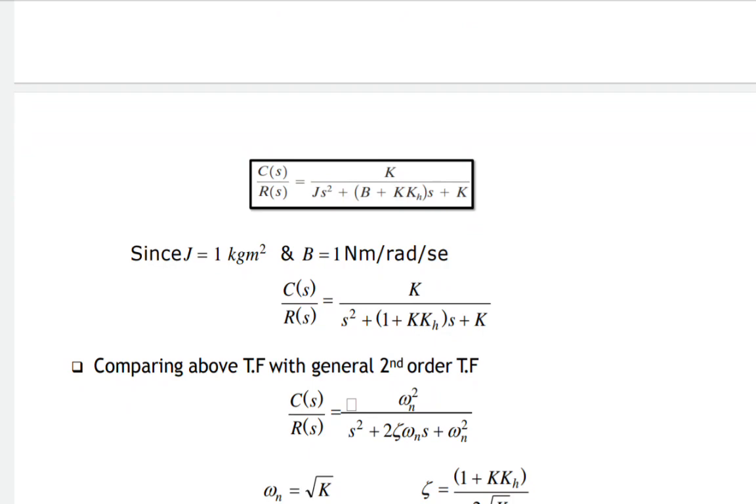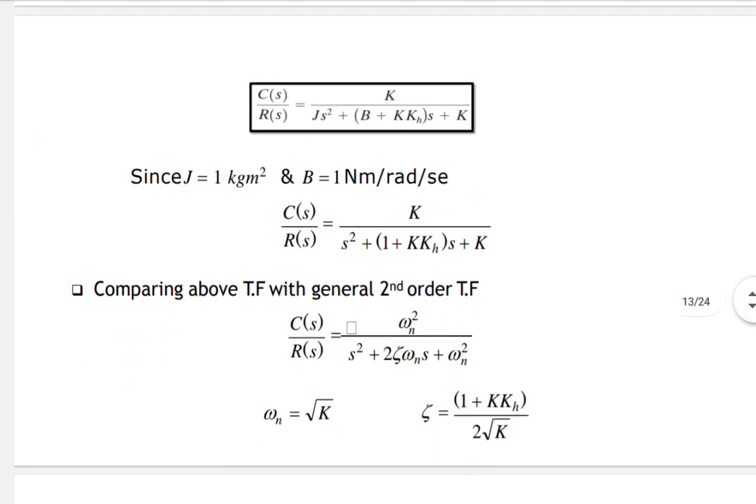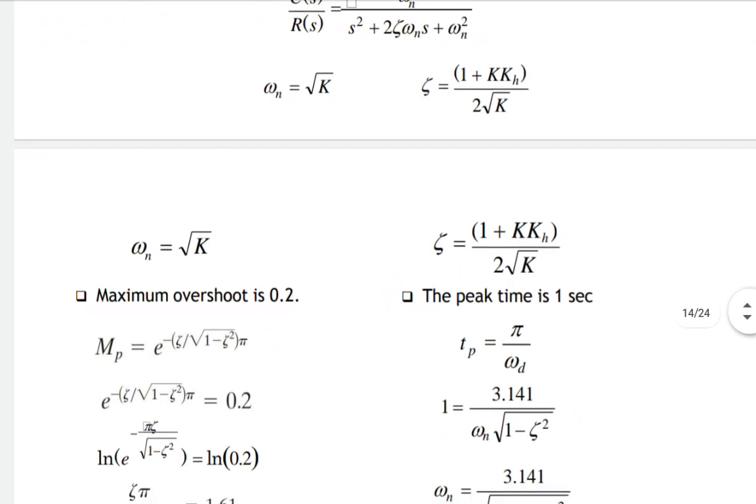So you can substitute those, that generates C(s)/R(s) = K / (s² + (1 + K h) s + K). Then you can compare this expression with the standard form of the second order control system transfer function, that is C(s)/R(s) = ωn² / (s² + 2ξωn s + ωn²), where ωn² can be tallied with K, that is ωn = root K, and ξ = (1 + K h) / (2 root K). Already I discussed this in the previous example. These are the comparison results.